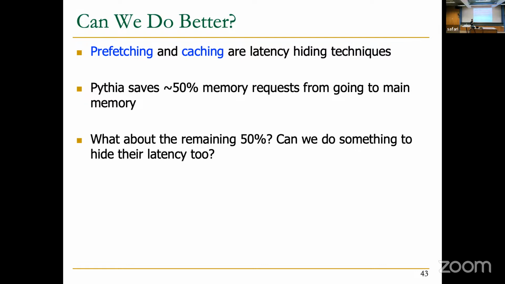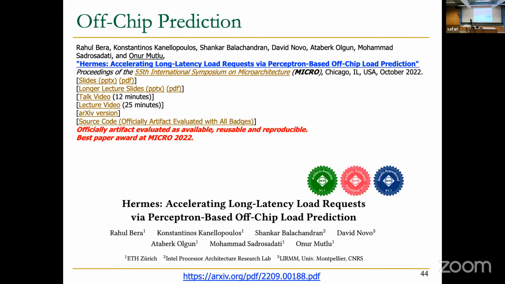We are going to take a step back and ask: is this the best thing to do, to just stack up the prefetches? Probably not the best. So what else can we do in this case? We have something called off-chip prediction.